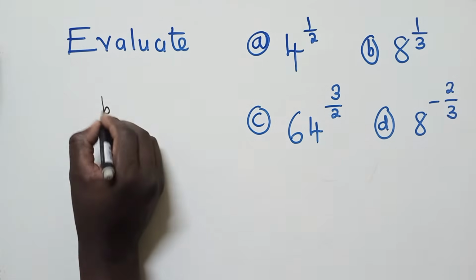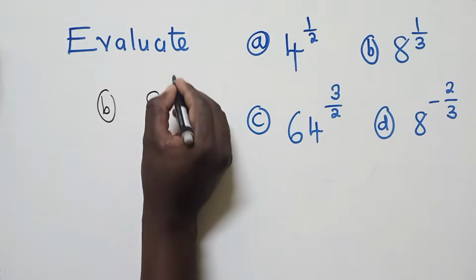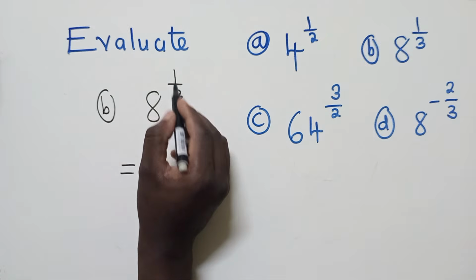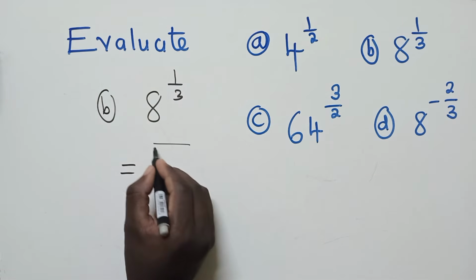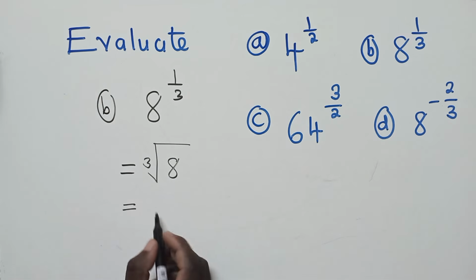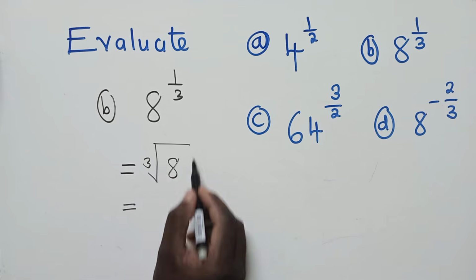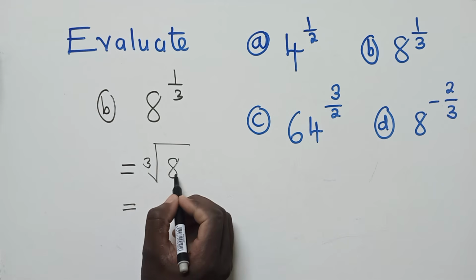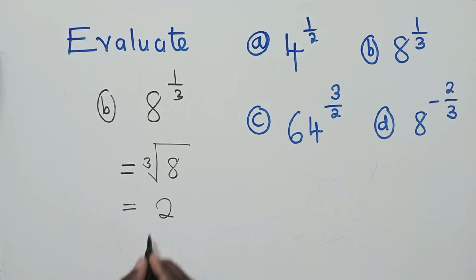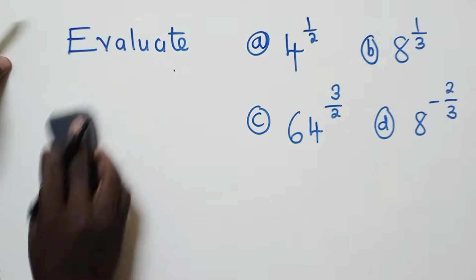We have 8 power 1 over 3. And if you remember, I said 1 over 3 is the cube root. So you write it like this and a 3 here. So in case you are wondering what a cube root is, this simply means find a number that when it multiplies by itself 3 times, it gives us 8. And that is a 2. So the cube root of 8 is a 2. We go to the next question, question C.